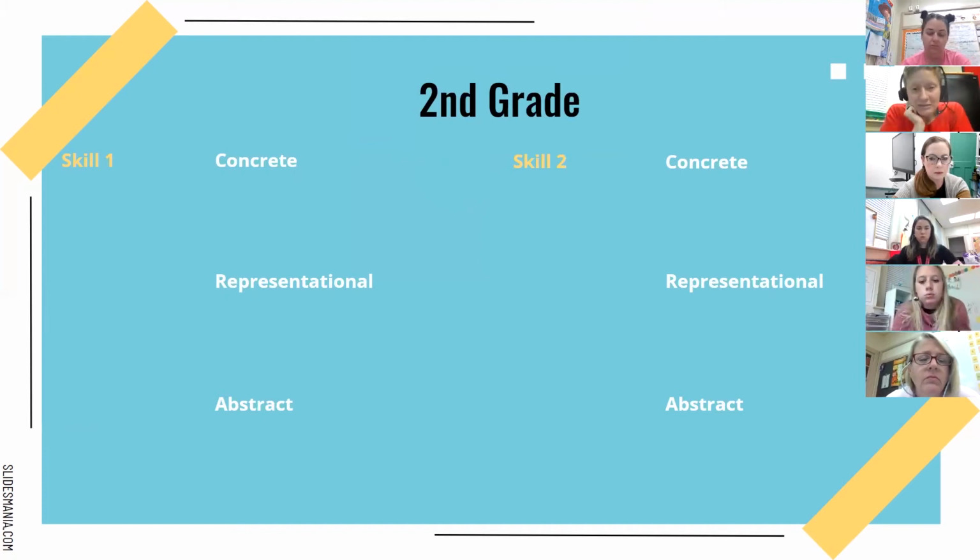And then I want you to choose a skill that's coming up. It could be what you're working on right now, but it would probably work best if it's the next thing that you're getting ready to start. Think through what that is and what are some ways that you can represent it concretely, representationally, and abstractly.